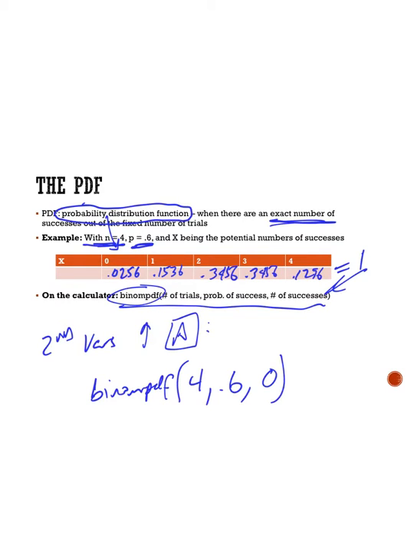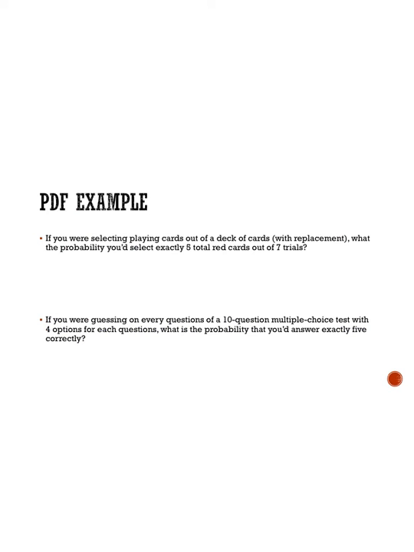The CDF is the other side of this. CDF stands for Cumulative Distribution Function, and that's something that we'll get to here shortly. But just a couple PDF examples here before we move on. If you were selecting playing cards out of a deck with replacement, again, that with replacement is key here. We had to say with replacement so that we followed the rules of independence and the probability not changing. What is the probability that you select exactly 5 total red cards out of 7 trials?